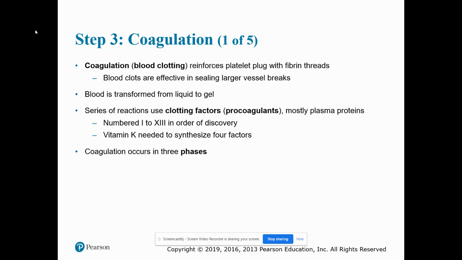What happens is the blood actually gets transformed from a liquid to a gel. There are a number of clotting factors that are involved, mostly plasma proteins, and you can see they're numbered from 1 to 13. And then vitamin K is needed to synthesize 4 of the factors. And coagulation itself occurs in 3 phases.